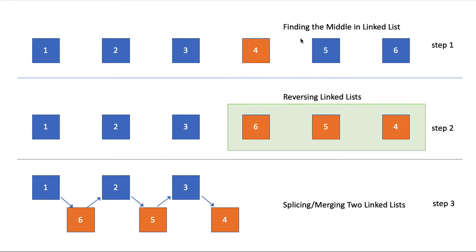Step 1, we'll find the middle in the linked list, for example, the node 4 here. Step 2, we'll reverse the linked list starting from the middle of the linked list, so 6, 5, 4 here. Step 3, we will splice or merge two linked lists. So 1, 2, 3 is one list here, and to be spliced with this 6, 5, 4 as in here. By performing these three steps in order, we are able to approach this question systematically.